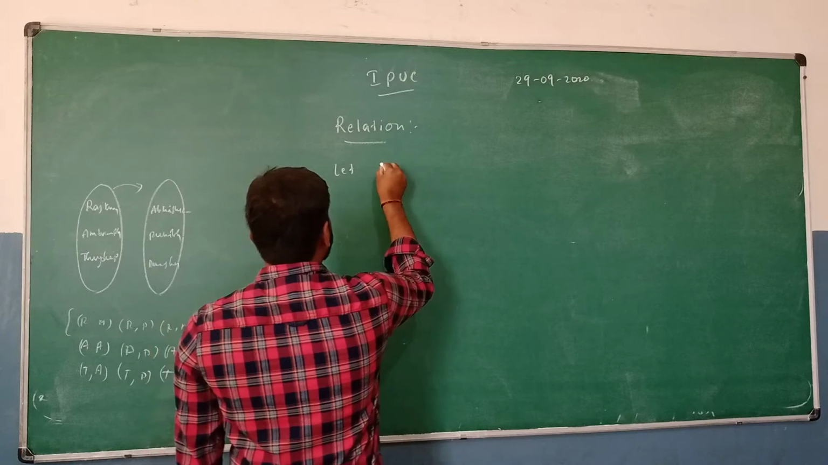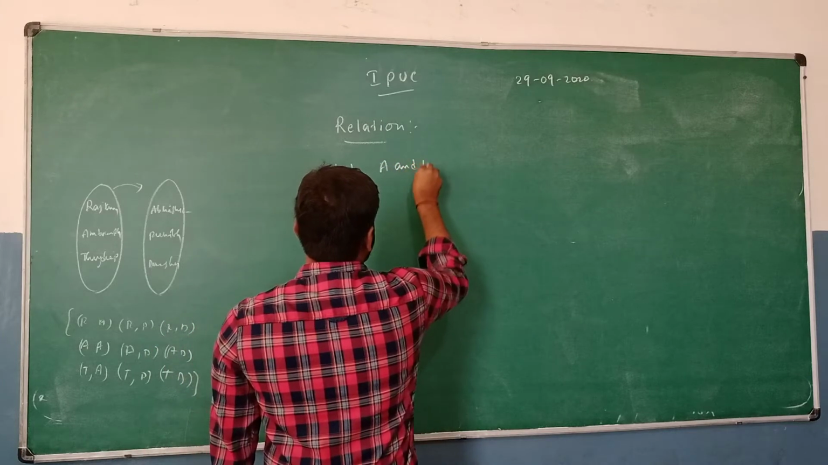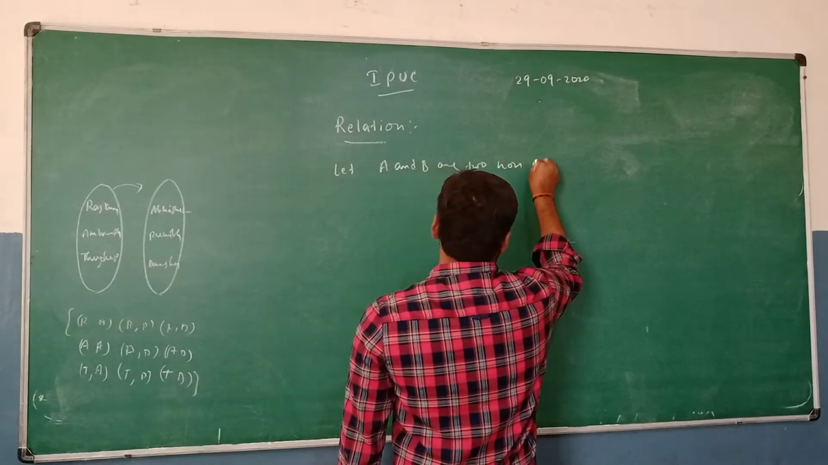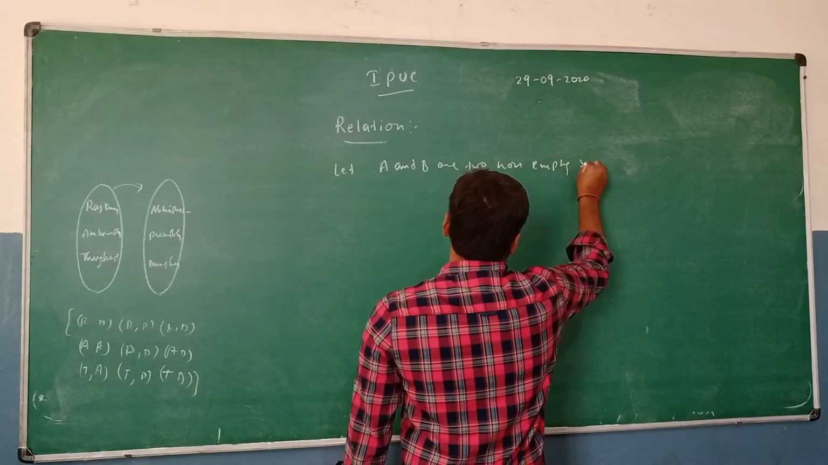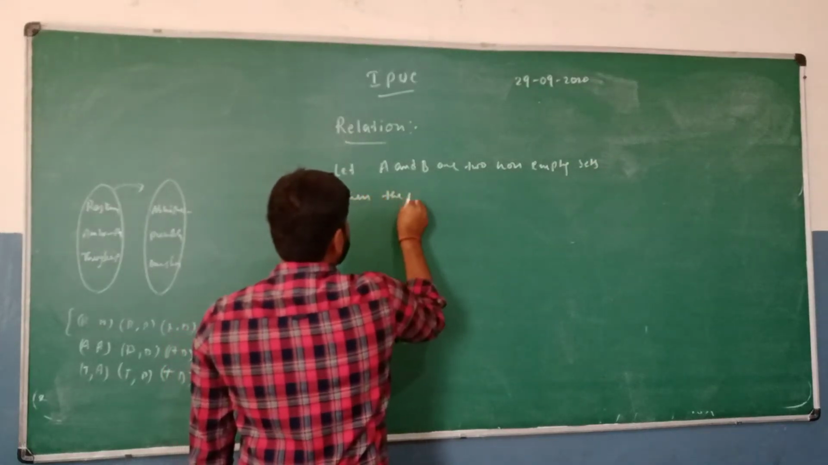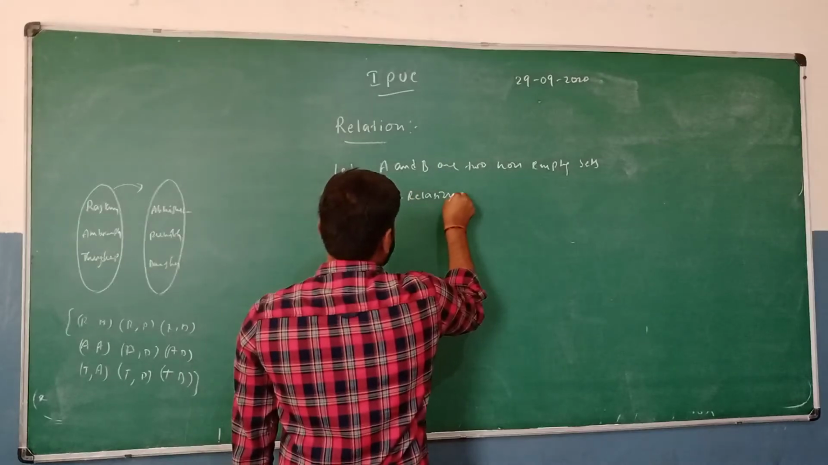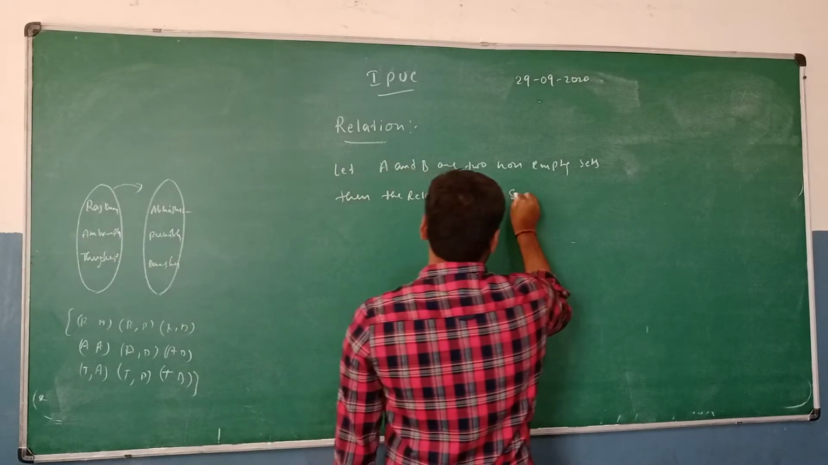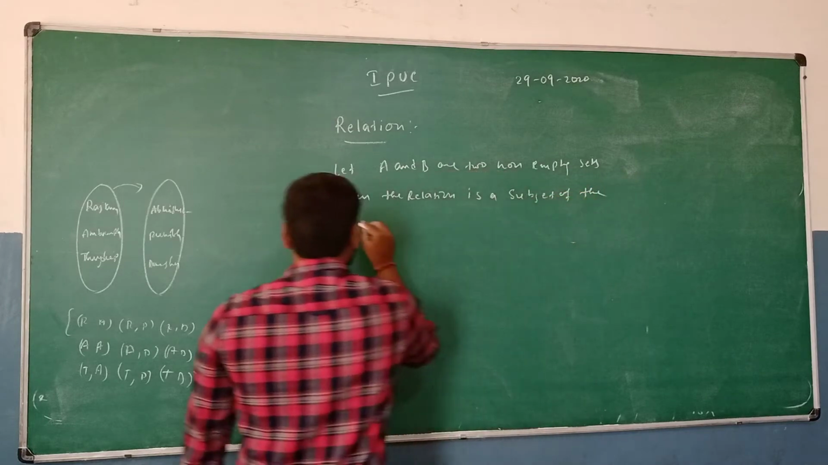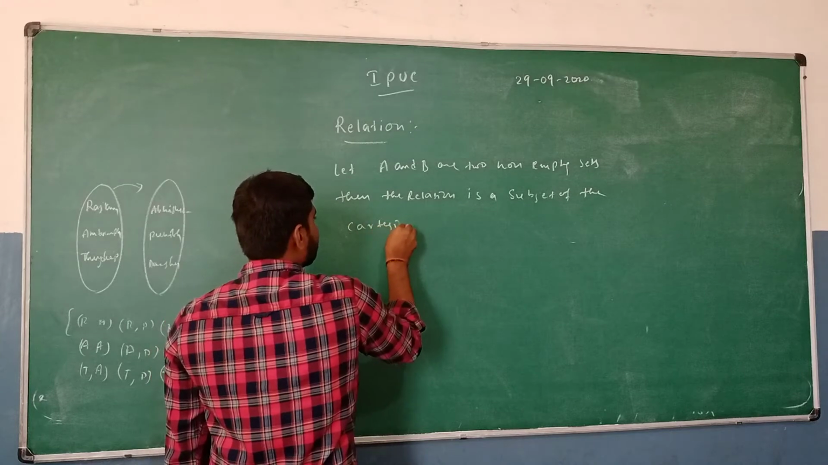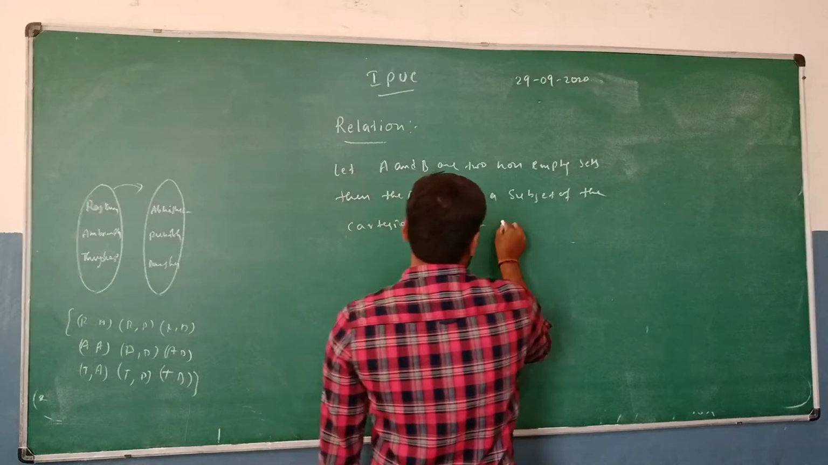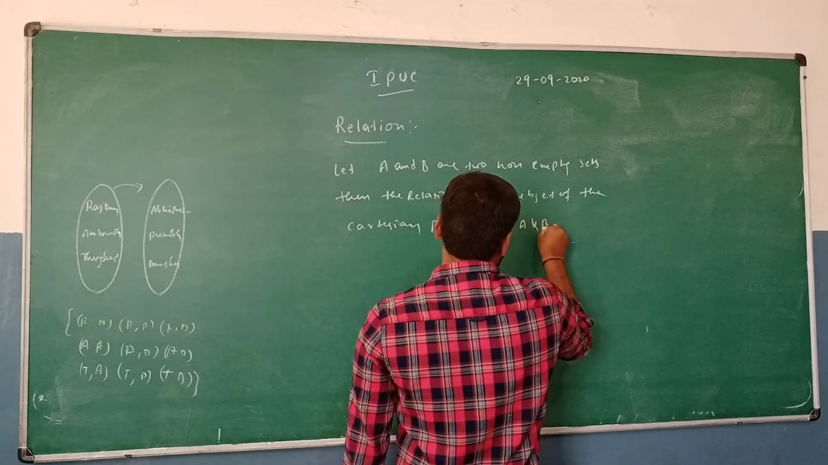Let A and B be two non-empty sets, then the relation is a subset of the Cartesian product of A and B. Cartesian product of A and B.